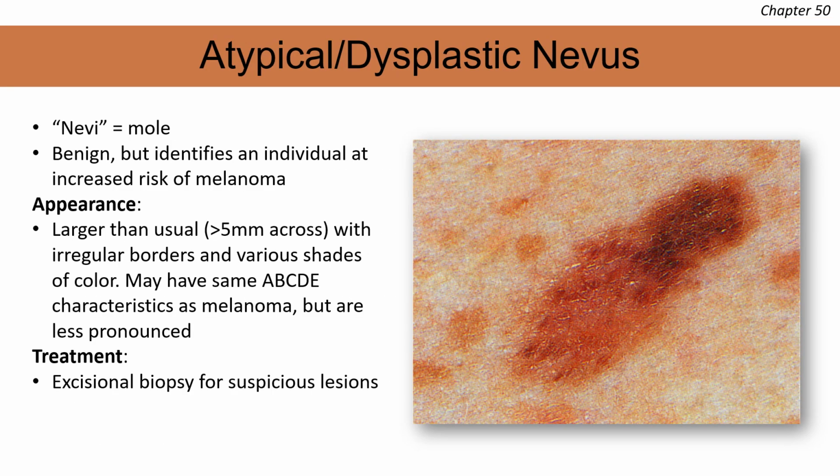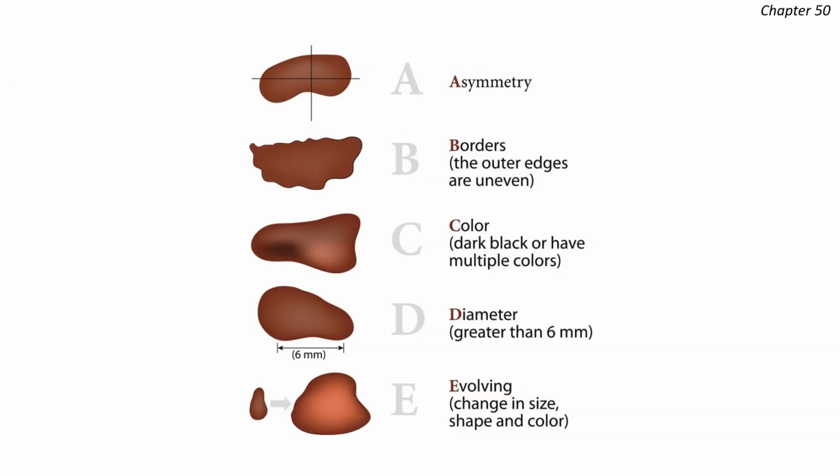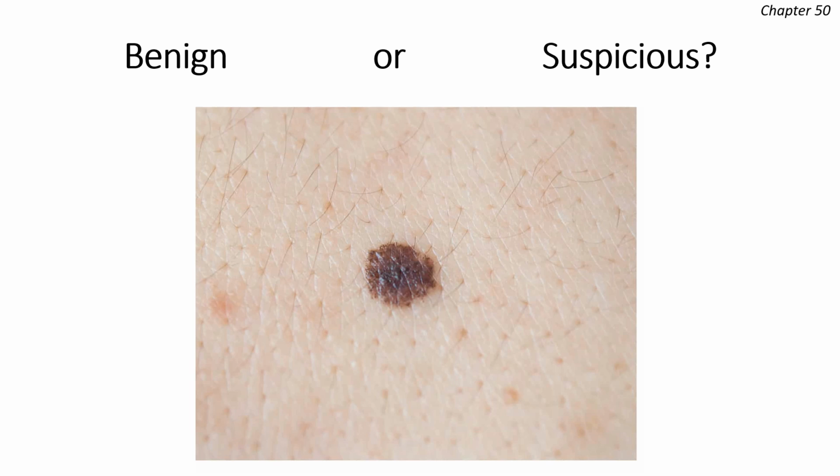This is an atypical dysplastic nevus. It kind of shares the same ABCDE characteristics of melanoma, but they're less pronounced. And these are benign, so they're not cancerous. This is a nice picture. You should be very familiar with this because in your career you will look at a lot of skin, and then it can help you determine whether your patient may have skin cancer. So I'm going to click on through these, benign or suspicious.